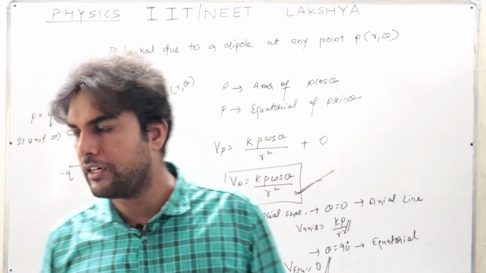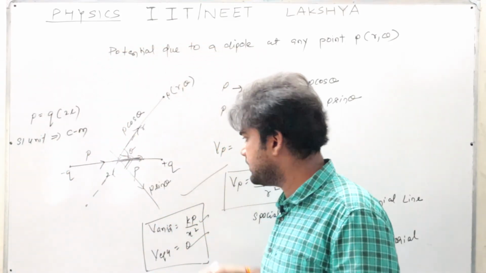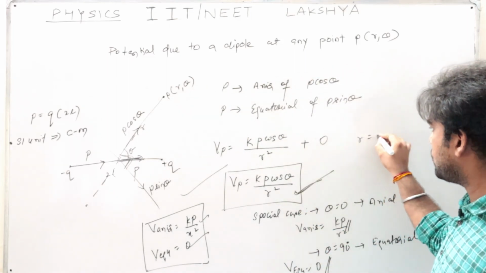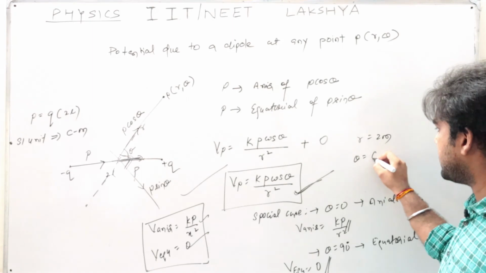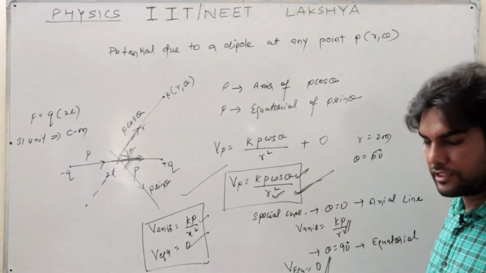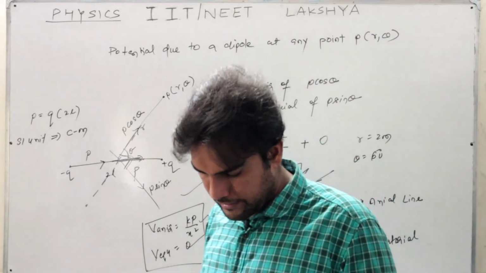I hope it is clear to everyone. Suppose someone gives R as 2 meters and theta as, let us say, 60 degree. Then you can substitute R as 2 and theta as 60. So that might be a special case.